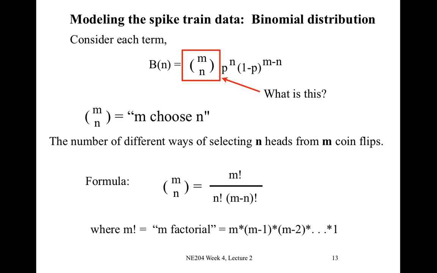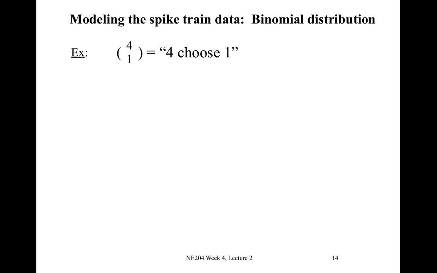And what is m with an exclamation point? It's not loud m, right? It's not that, it's m factorial. And what this indicates is m times m minus 1 times m minus 2 all the way down to 1. So we take m, we subtract 1 from it until we get all the way to 1, and then we multiply all of those values together. So that's what m factorial represents.